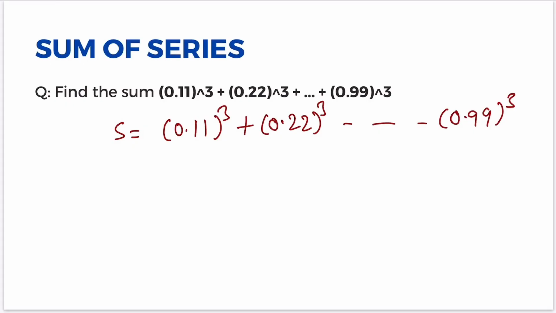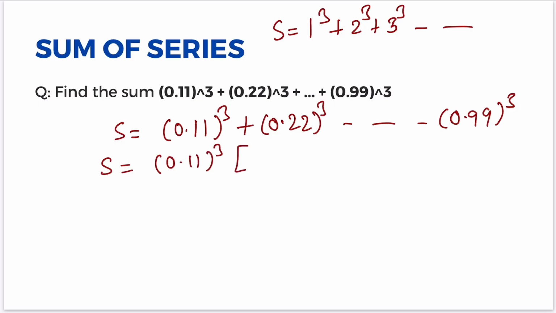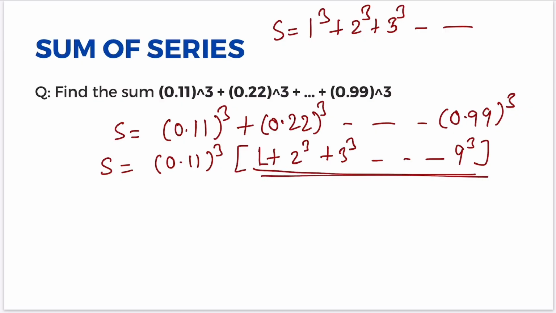Okay, so this is a series. Since I've already told you this is what we know, 2 cube, 3 cube and so on. But we don't know 0.11 cube and so on. So we need to convert this series into the series we know. So here if you take out 0.11 cube as common, you are left with 1 cube plus 2 cube plus 3 cube up to 9 cube. See, what we have done is we have taken something common out of this and you are left with a series that we already know of.